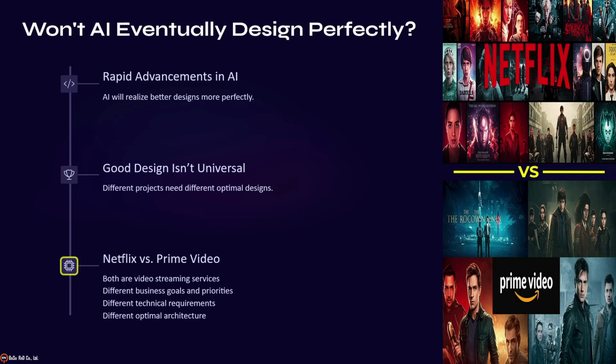Even for the same video streaming service like Netflix and Prime Video, the optimal system architecture cannot help but be different, because their business goals and priorities are different. No matter how much AI develops, accurately analyzing these complex requirements and presenting the optimal design that fits the essence of the service is ultimately the developer's responsibility.